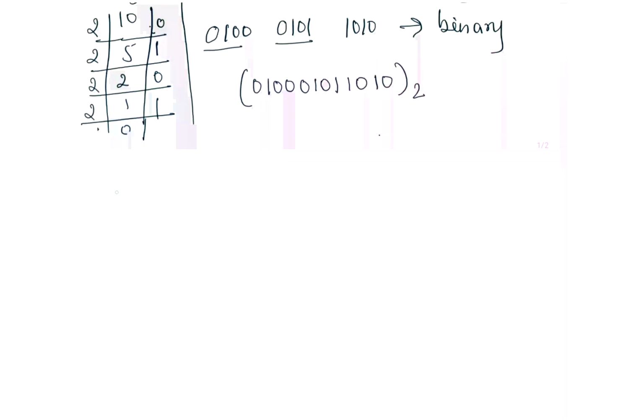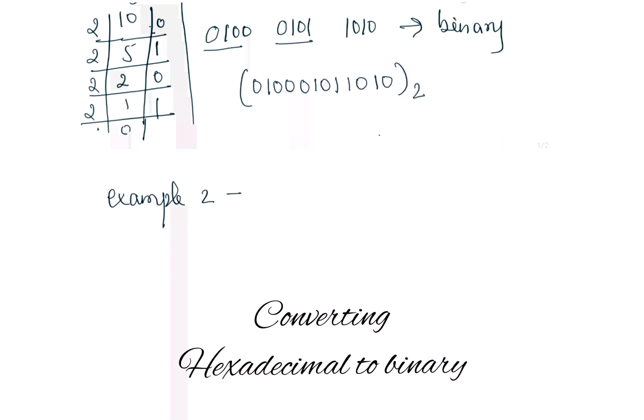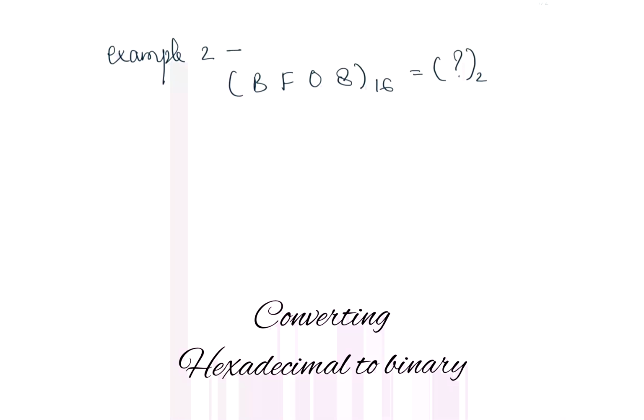Let's practice this taking one more example. So example 2, and remember we are converting the hexadecimal into binary. In example 2, we are taking a bigger number. So let's take B, F, 0 and 8, which is in hexadecimal. We need to find out the binary equivalent. A bit lengthy, but a perfect way of doing it.